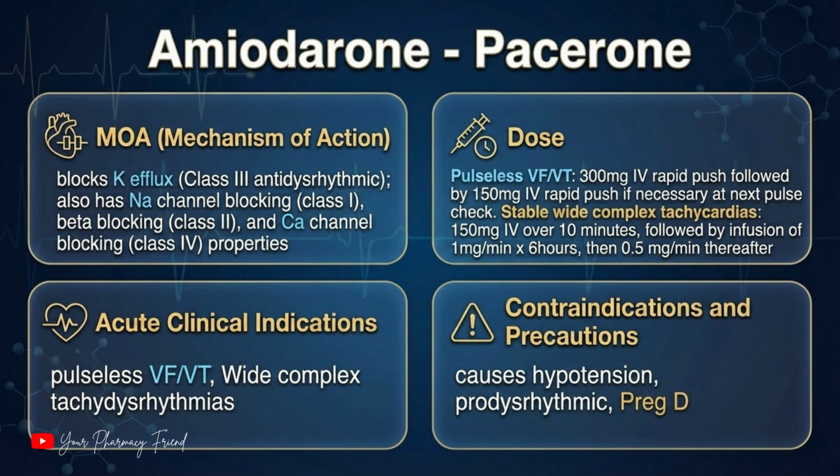Amiodarone, which is commonly marketed under the brand name Pacerone. Amiodarone is a widely used antiarrhythmic medication and is classified primarily as a Class III antidysrhythmic agent. Let's begin with the mechanism of action.